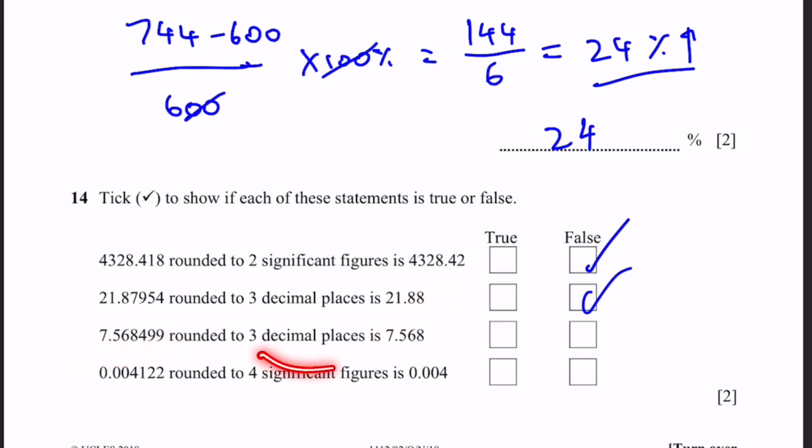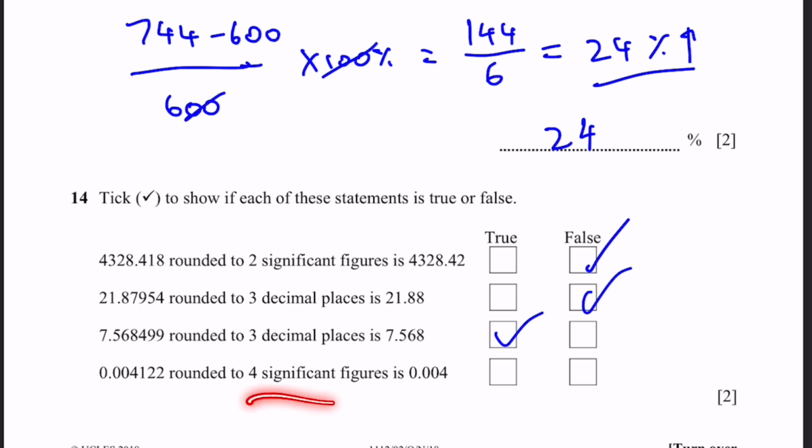7.568499 rounded to 3 decimal places is 7.568. This is true. Because when we round to 3 decimal places, the fourth decimal place is 4, less than 5, and that's why we don't change anything. And we can cancel out all of these digits, it becomes 7.568.